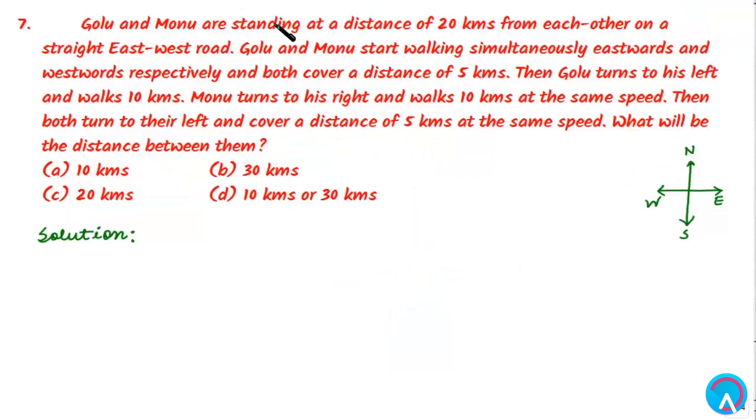Let's do question number 7. According to this question, Golu and Monu are standing at a distance of 20 kilometers from each other on a straight east-west road. Golu and Monu start walking simultaneously eastwards and westwards respectively, and both cover a distance of 5 kilometers. Then Golu turns to his left and walks 10 kilometers. Monu turns to his right and walks 10 kilometers at the same speed. Then both turn to their left and cover a distance of 5 kilometers at the same speed. What will be the distance between them?